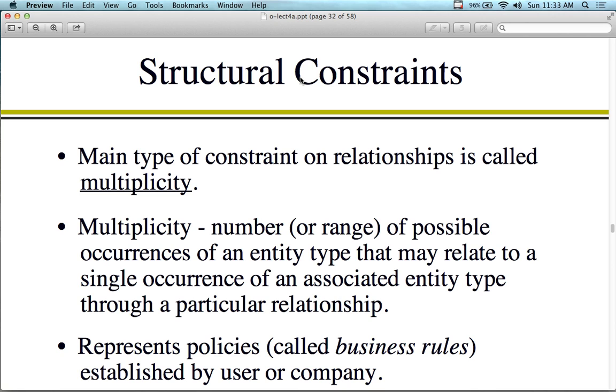Or you can forget about participation completely and just show multiplicity. If you just put one number on there, you put 1 over here, that means only 1. It doesn't mean 0, it means only 1. If you put an asterisk, that means many.